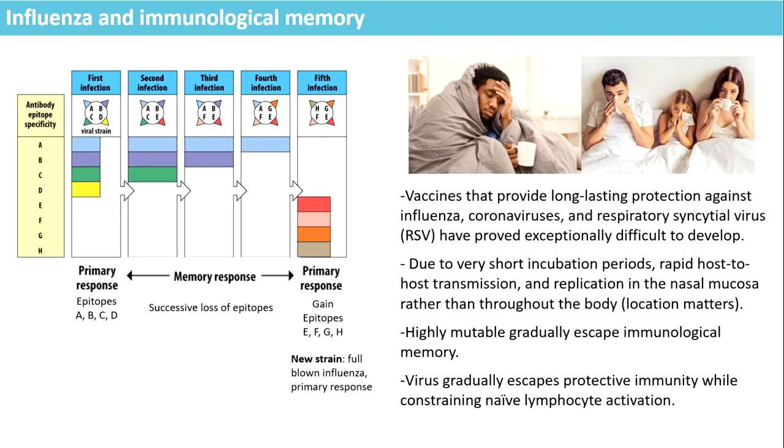And then this is just having another look at immunological memory, but this time with a little bit of focus on influenza. Quite often, a lot of people might joke, why haven't we created a vaccine against the common cold yet? Because we know that generating a vaccine that generates long-lasting protection against coronaviruses, influenza or RSV is actually really difficult to develop.